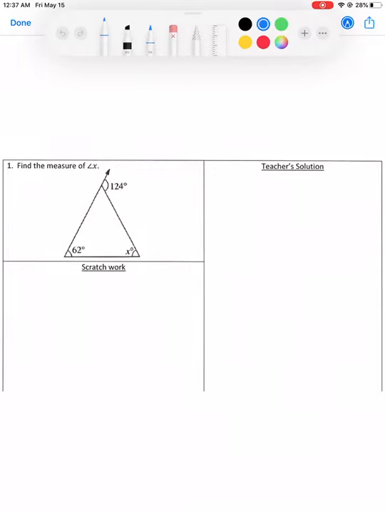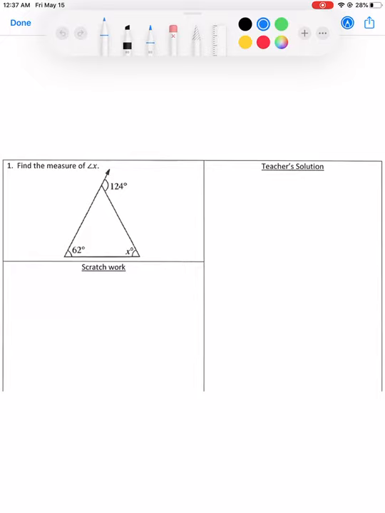Okay class, in this video I'm going to explain homework problem number 1 from section 2.2 on triangles. We learned 3 new properties in this section that we can use in addition to the 4 others from the first section. So now up to this point all properties are available to us in this homework.